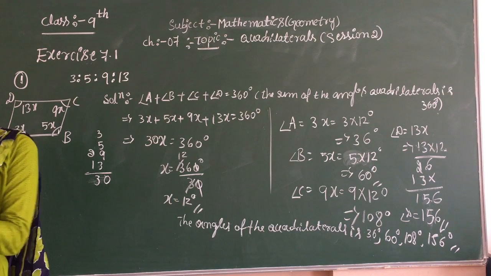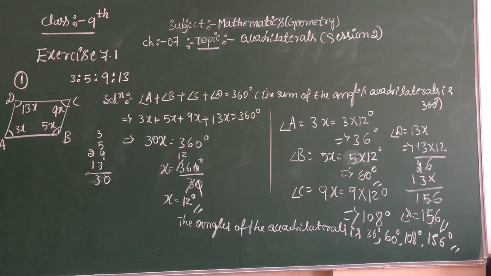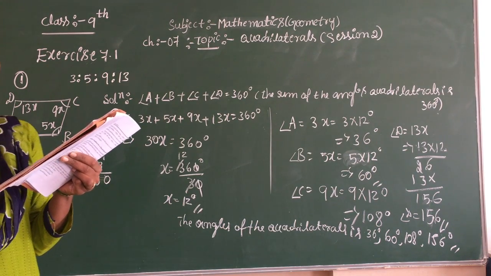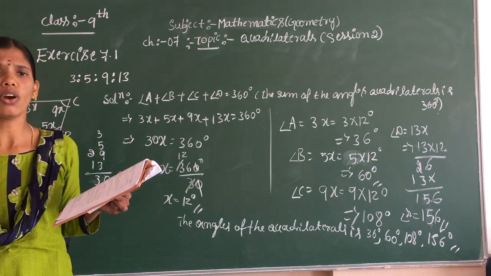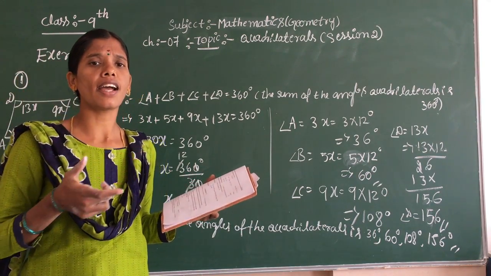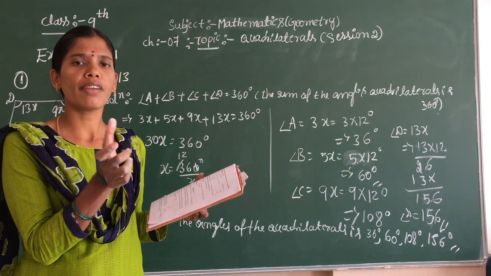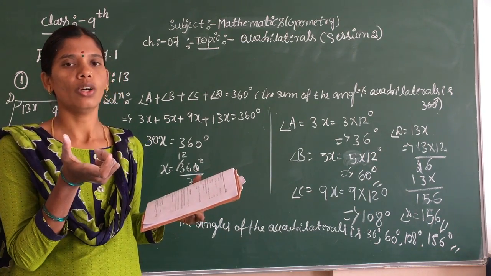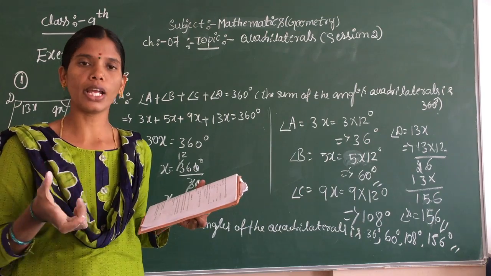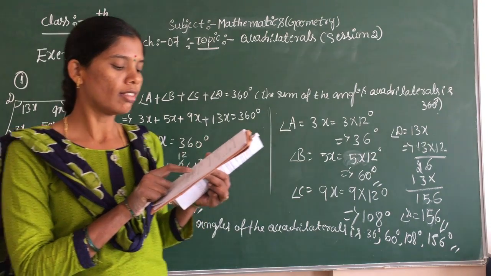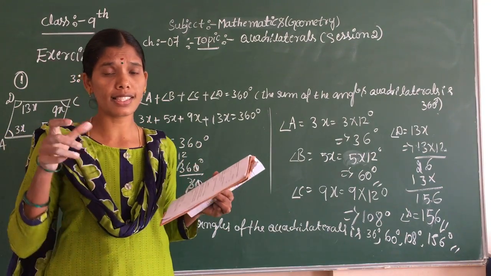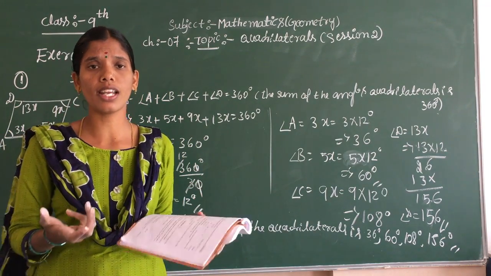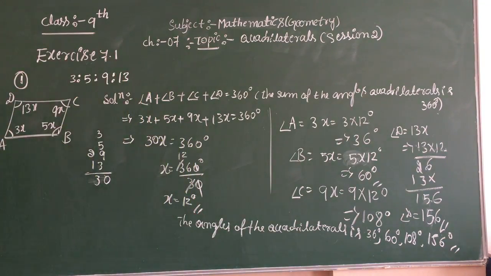What is the second question? If the diagonals of a parallelogram are equal, take any parallelogram and cut it by its diagonals into two triangles. If both triangles are equal, then show that it is a rectangle. Is it a rectangle or not? That only we have to prove. First we should draw one rectangle.